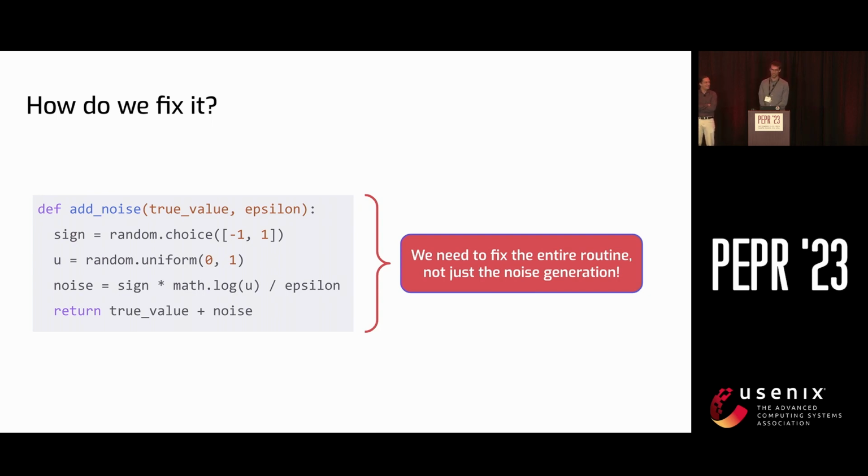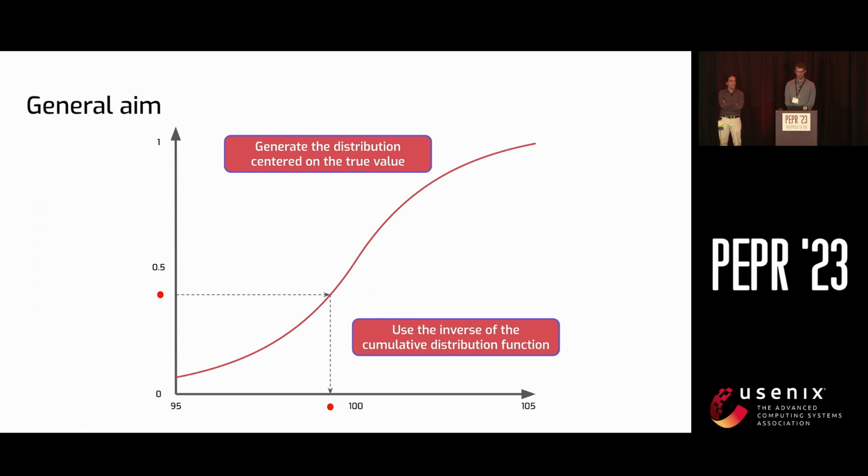Thanks, Damien. Right, so how do we fix this problematic code then? We know the sum itself is sensitive, so we need to fix the entire routine at once. Generating secure noise isn't enough. So the general idea is to directly generate the distribution we want, centered at the true value, instead of generating noise and adding it to the sum.